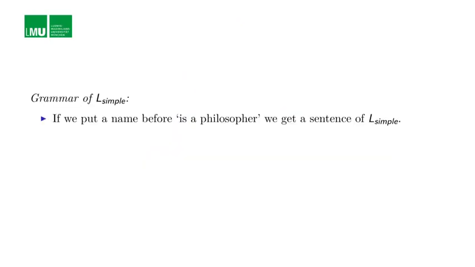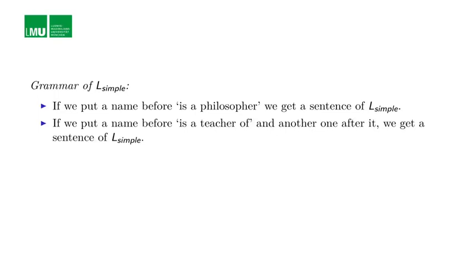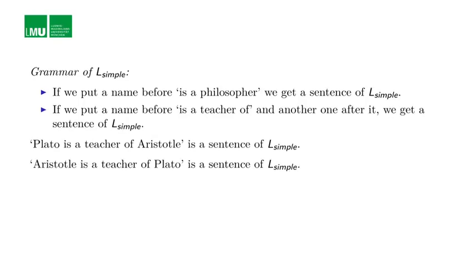Now for the grammar of our little toy language, which I will keep very simple again, much simpler than the grammar of English. These are the grammatical rules of L-simple. If we put a name before is a philosopher, we get a sentence of L-simple. For example, Socrates is a philosopher is a sentence of L-simple. Similarly, if we put a name before is a teacher of and another one after it, we end up with a sentence of L-simple again. For example, the sentence Plato is a teacher of Aristotle. But note that for the same reason, also Aristotle is a teacher of Plato is a sentence of L-simple.